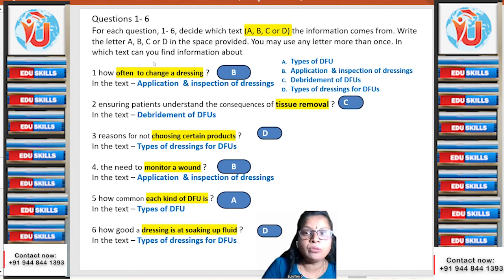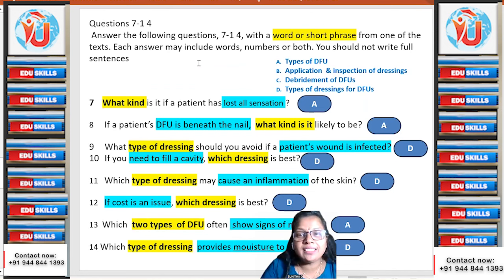So all of you got 6 correct answers, right? Yes, correct. Okay. Loss of sensation, as I said, is A. And DFU beneath the nail, we have to search in text A. Then type of dressings when the patient's wound is infected, where do we have to look? D. Then need to fill a cavity, the answer is in D. Then cause an inflammation, that also will be in D.